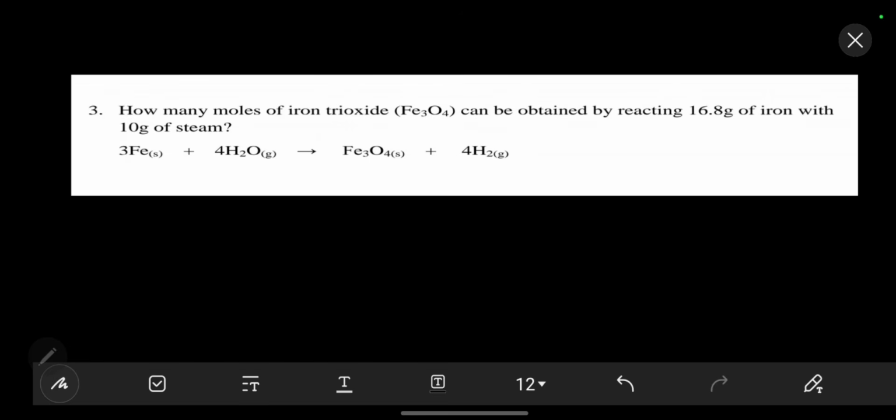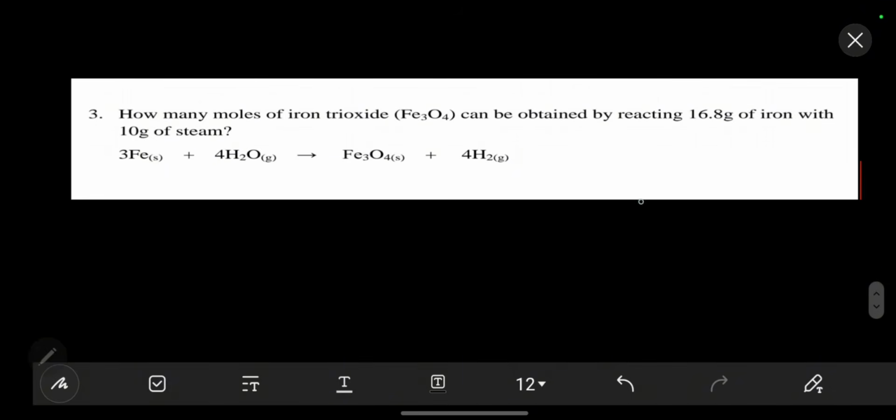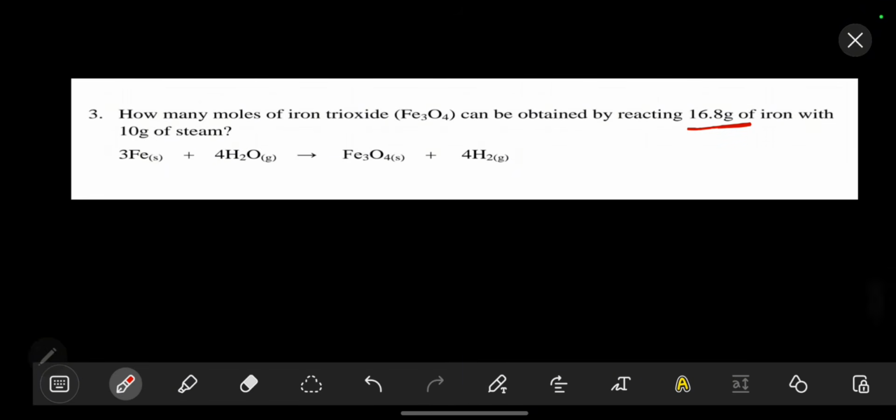How many moles of iron trioxide can be obtained by reacting 16.8 grams of iron with 10 grams of steam? Now, provided with both reactants, to predict how much you are going to get, you don't just go direct. You need to know which one is the limiting reagent. The limiting reagent can only be known by calculating the number of moles. So let's look at the number of moles of iron. We know that the number of moles is equal to the mass over the molar mass.